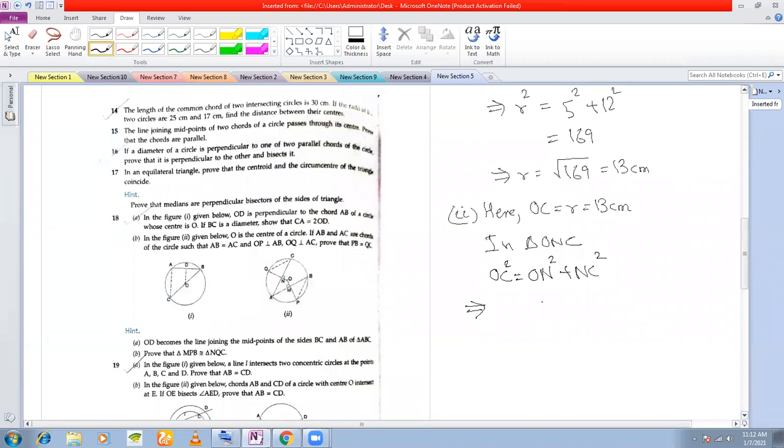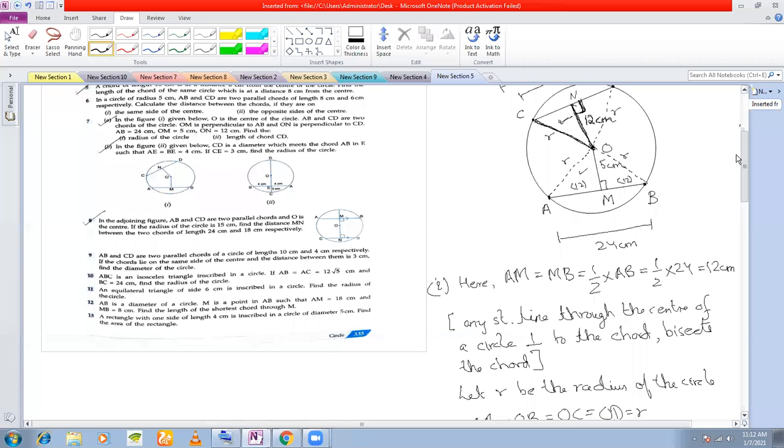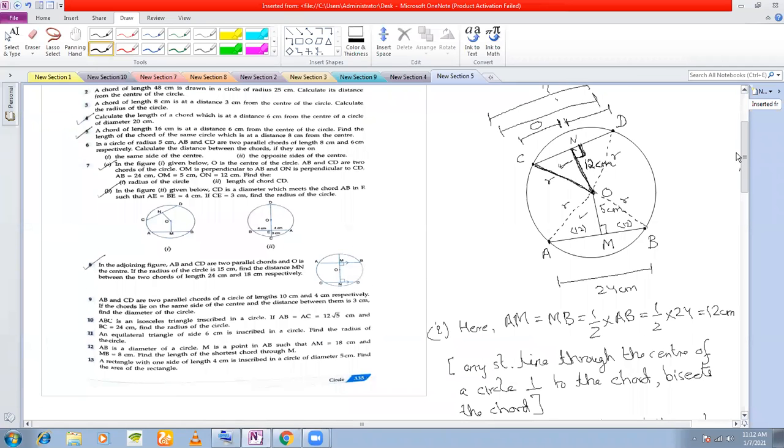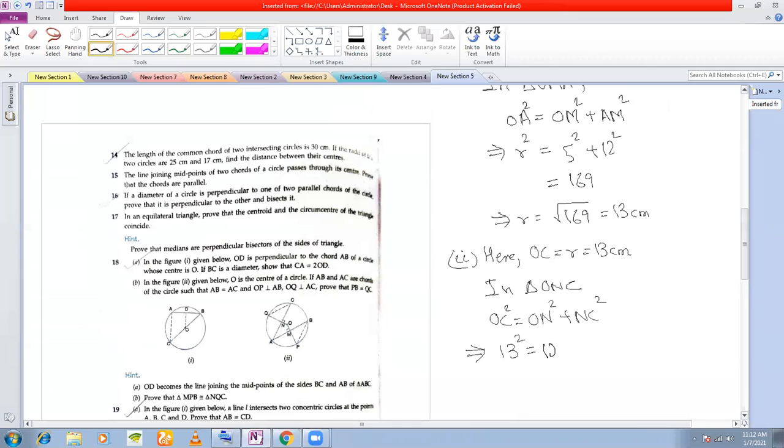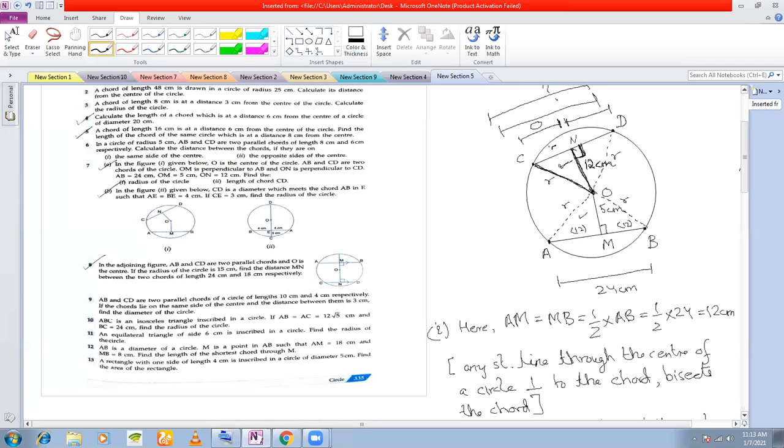OC square, OC we know as 13 square. Now ON square, they have already given in the problem. The length of ON is 12. Put the value here. And NC square we have to find out. NC square is equal to 13 square minus 12 square, which is 169 minus 144, which is 25. Square root of 25 is 5 centimeter. So you have got the length of NC. So this you have got as 5 centimeter.